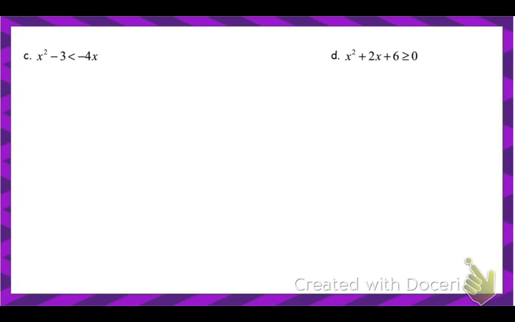All right, so now let's look at C. Again, set it equal to 0 and find your zeros. In this case, it doesn't factor, so we either need to do completing the square or quadratic formula to find my zeros. So I'm going to do quadratic formula just so we can work on simplifying.